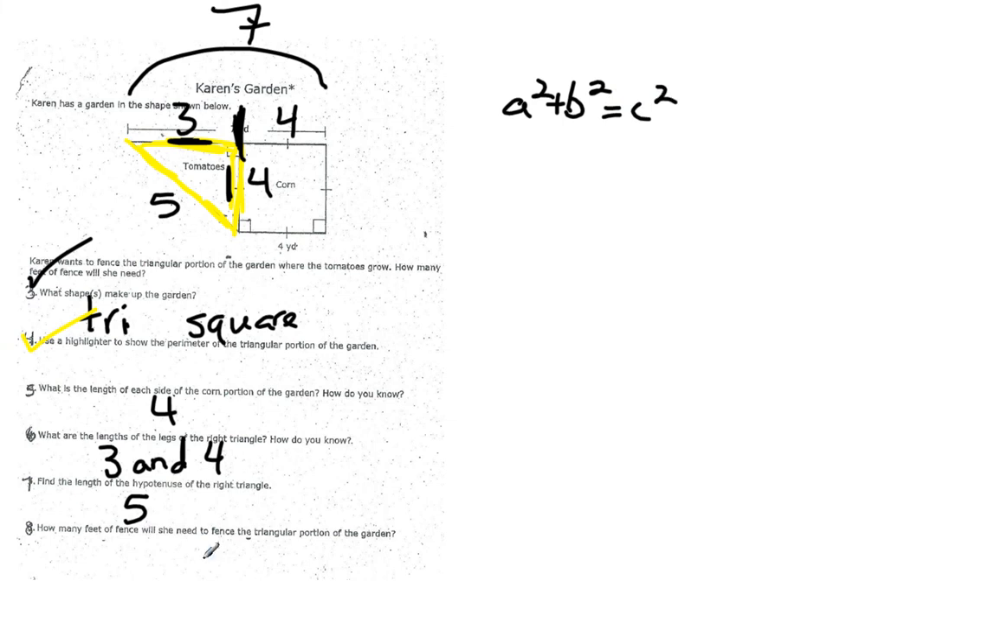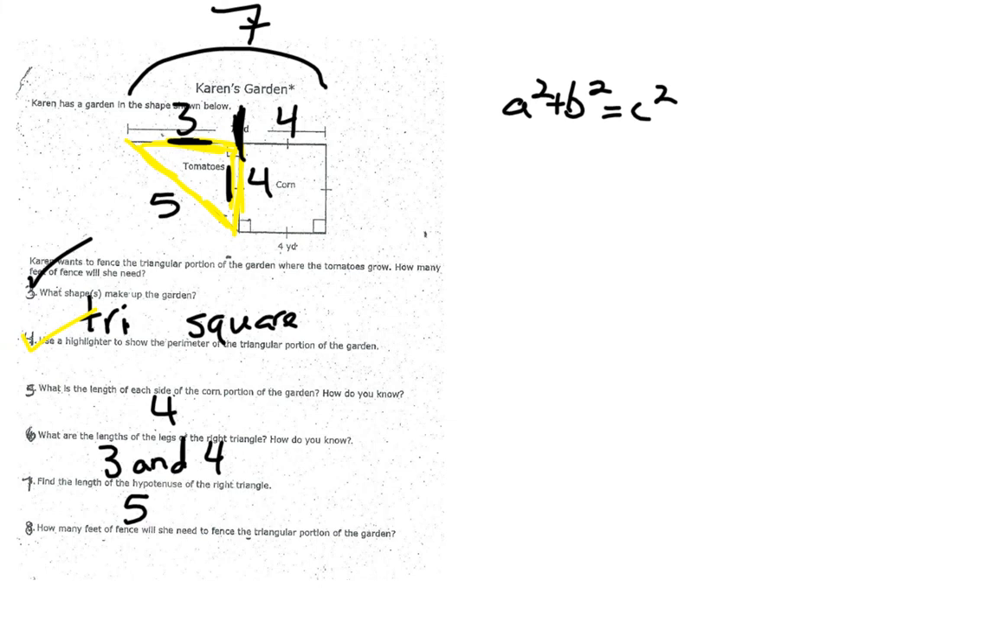Trust me, it works. Alright, how many feet of fence will he need for the triangular portion of the garden? I was pretty easy about this because it's worded kind of weird. Is there a fence on this part? Do you need a fence to separate your tomatoes from your corn so they don't get into fights? I don't know. I'm not a farmer.